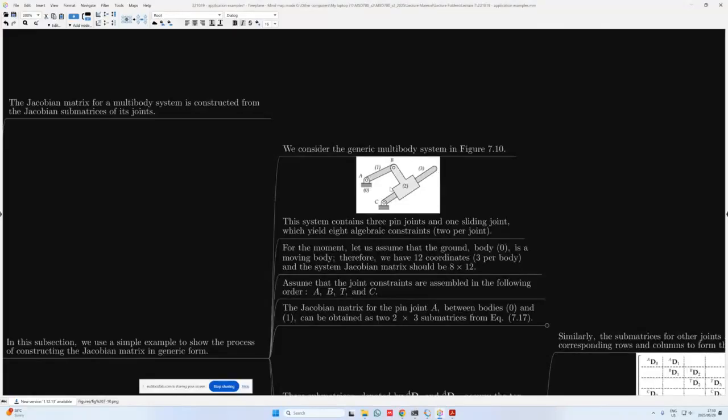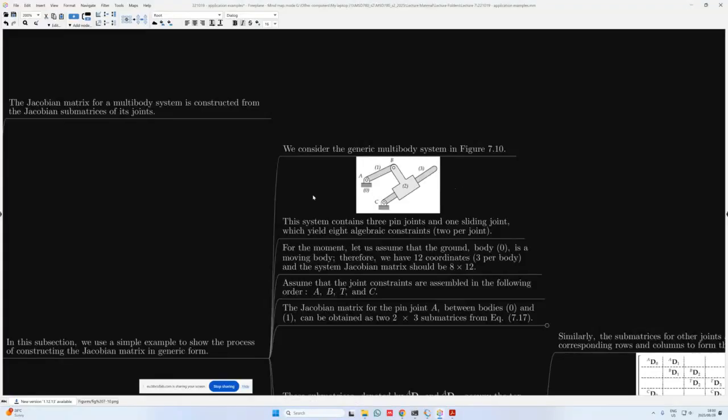So this is a simple slider crank mechanism that we have over here, which consists of 3 moving bodies. So bodies 1, 2, and 3. Body 1 is simply a crank link that we have. Body 3 is then a sliding rod, and body 2 is some sort of a sleeve in which body 3 is sliding through.